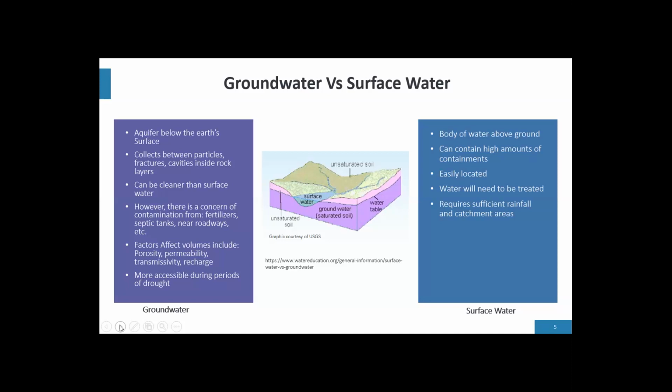Lastly, groundwater is accessible. Groundwater is accessible through periods of drought. So when it's drought, you're able to get to the groundwater more easily than it is with surface water.